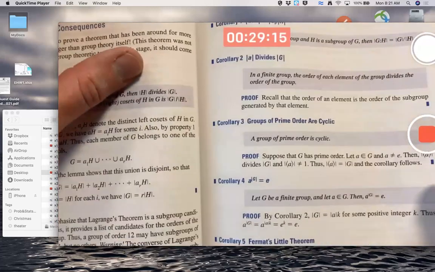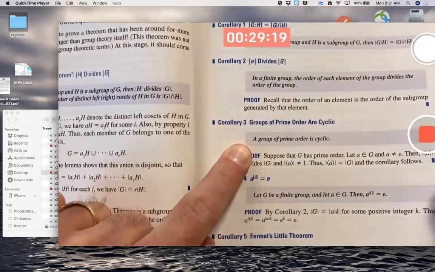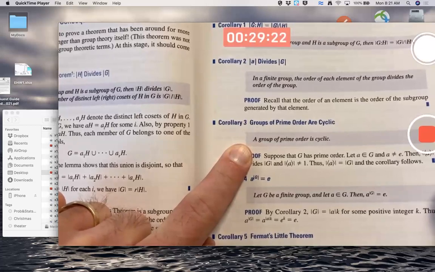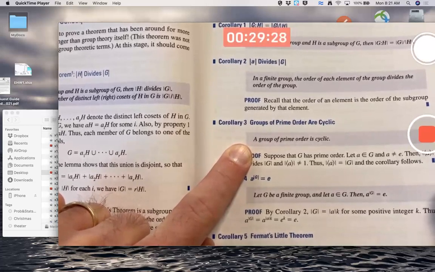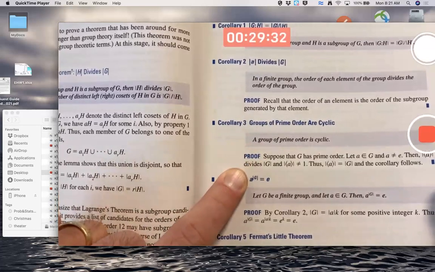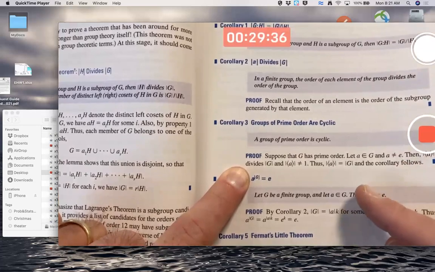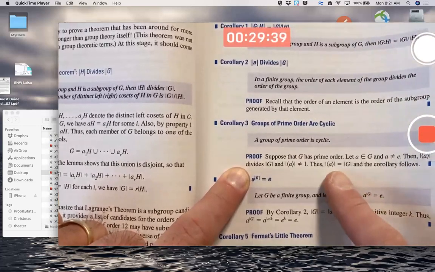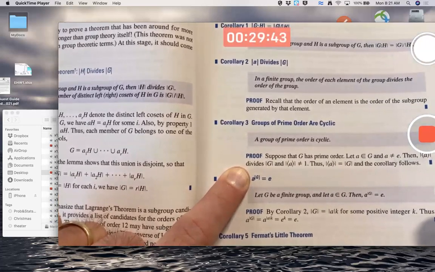There we go. Corollary of Lagrange's theorem. A group of prime order must be cyclic. Why? Because its only possible subgroups are the trivial one, the identity, and itself. In other words, the elements have to have order 1 or the order of the entire group. And therefore, the ones that have the order of the entire group must be generators. And therefore, the group is cyclic.